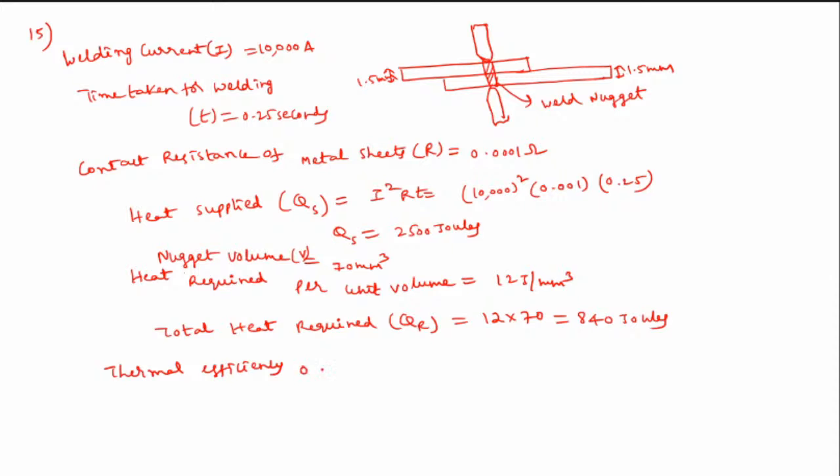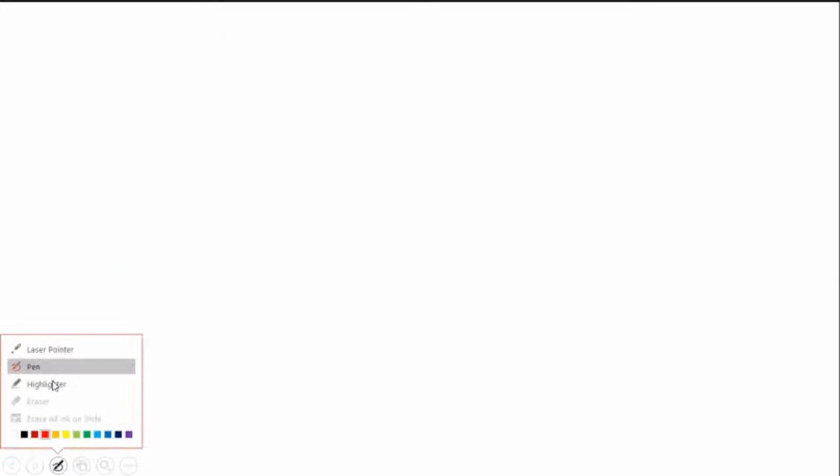Thermal efficiency of the welding process is equal to heat required by heat supplied, that is 840 by 2500, that is nothing but 33.6%. So this is the answer. What is the welding efficiency, thermal efficiency they have asked? So that is around 33.6. So that is another question. So let us now start with some other question.